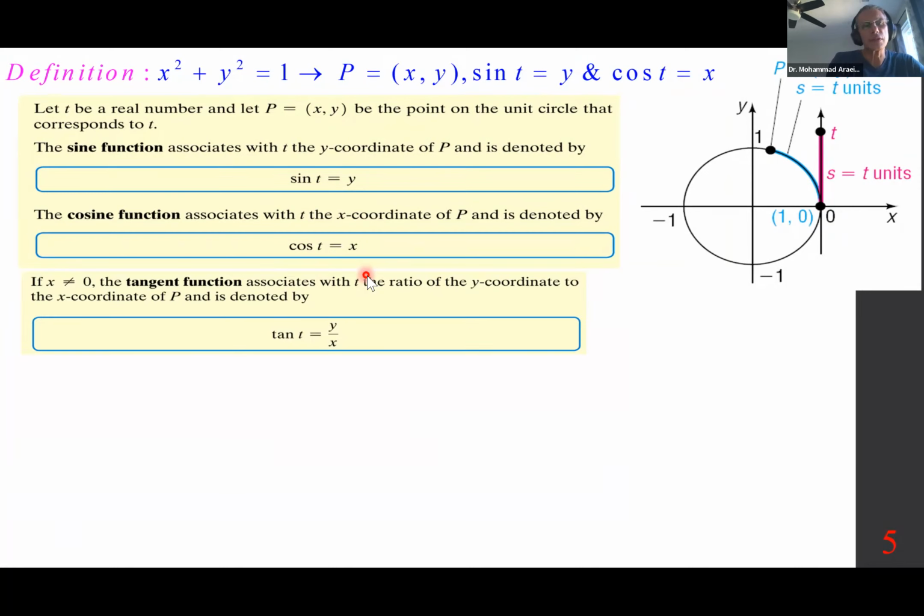We define tangent as the ratio of y to x, where the denominator, as always, can't be 0. So if x is not 0, the tangent function associates with t the ratio of the y coordinate to the x coordinate of P, and is denoted by y over x. So the x coordinate represents the cosine t, the y coordinate represents the sine t, and y over x is the tangent t.